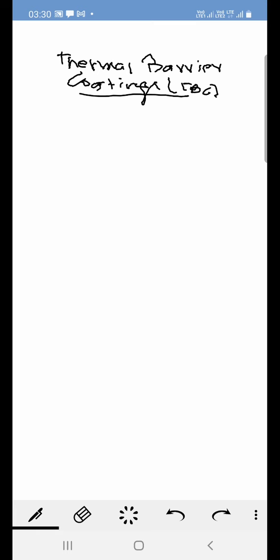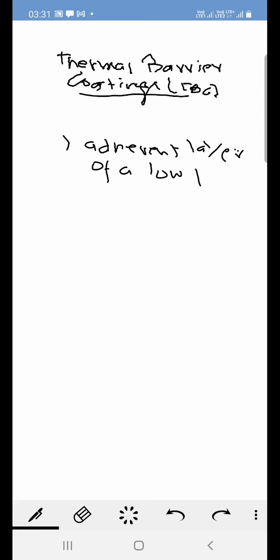act as an adhesive. So there is an adherent layer of a low thermal conducting material to a surface of internally cooled gas turbine blades.